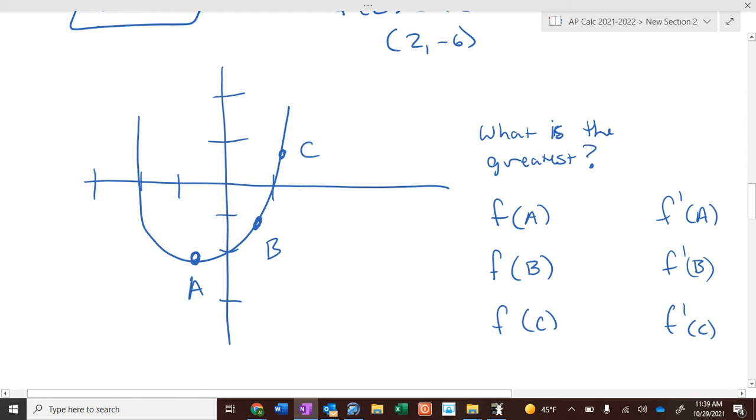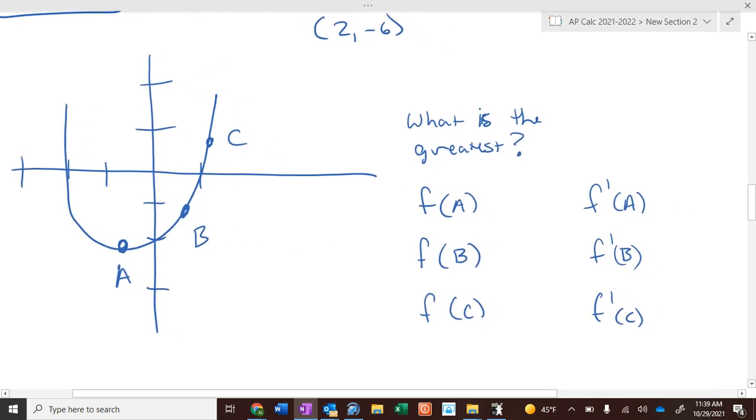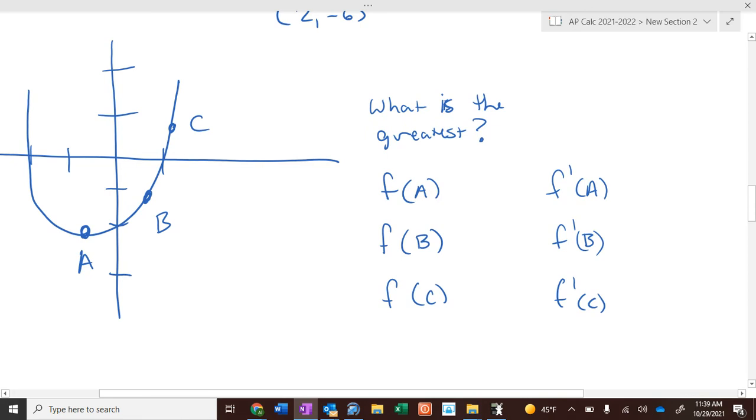I don't know. But now think about this. Use your brains. Let's use our brains. Okay. What is a derivative? It is the slope of the curve.